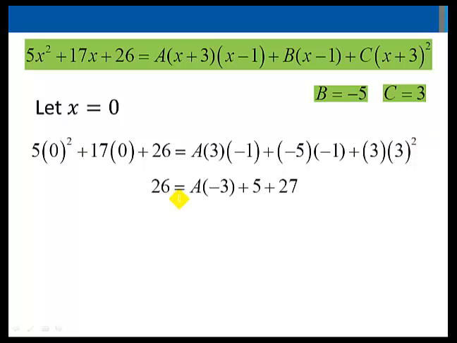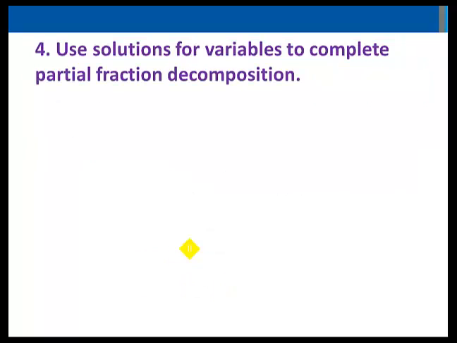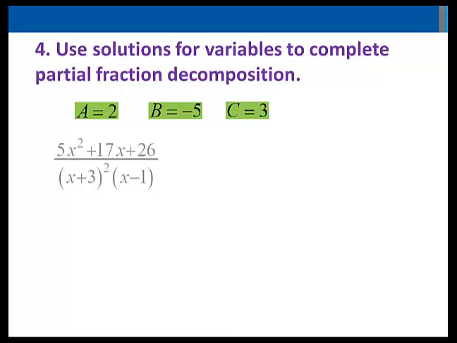Simplifying, we get 26 equals a times negative 3 plus 5 plus 27. Simplifying further, negative 6 equals a times negative 3. Dividing through by negative 3, I find that a is equal to 2. Okay, so we found all three values for a, b, and c. We use these solutions for our variables to complete the partial fraction decomposition. So a equals 2, b equals negative 5, c equals 3.